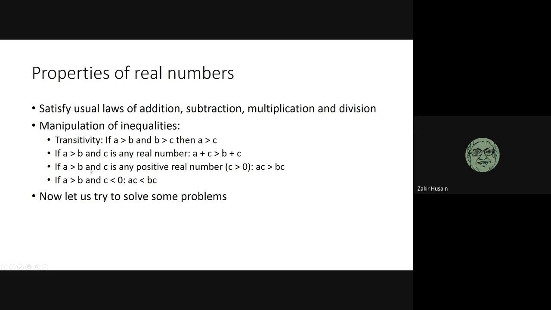In case of multiplication, if C is a positive real number, this is important, then the sign remains the same. So A greater than B implies AC greater than BC. But if C becomes negative, then the sign reverses. So A is greater than B, but AC is less than BC.